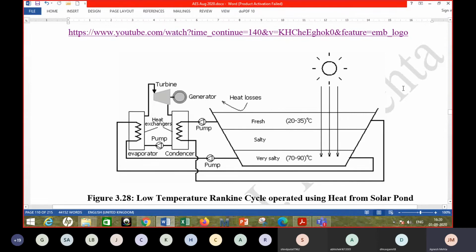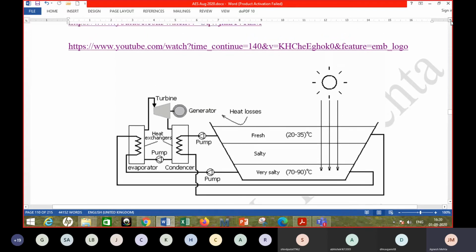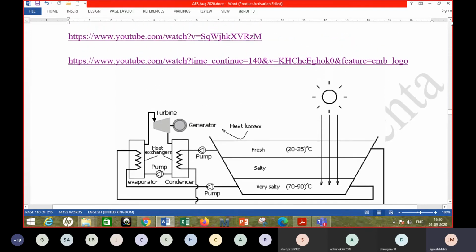And this solar pond is able to retain heat for a very long period, over many days. You can even say a month or a couple of months. So it doesn't easily lose the heat. So let me play these videos.